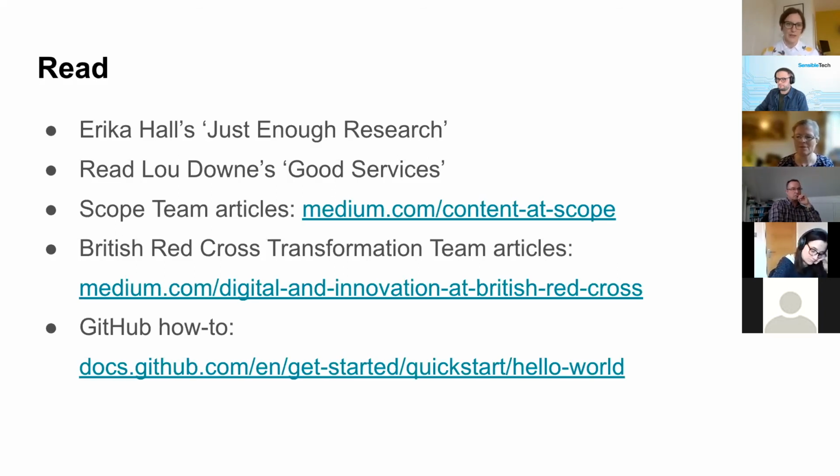The Scope team do a lot of user research. They do a lot of co-creating and have got really good blogs. And British Red Cross is doing a lot of kind of grassroots level co-working in communities. The transformation team is quite a big organisation, but that team's doing a lot. And then there's the how-to on GitHub that I mentioned earlier.